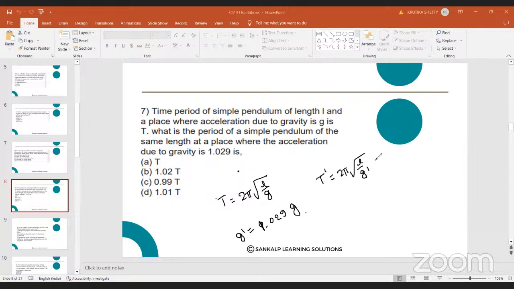So I can substitute the value of G dash here. What is the value of G dash? It is 2 pi under root of L divided by 1.02 into G. It is G. It should be G.